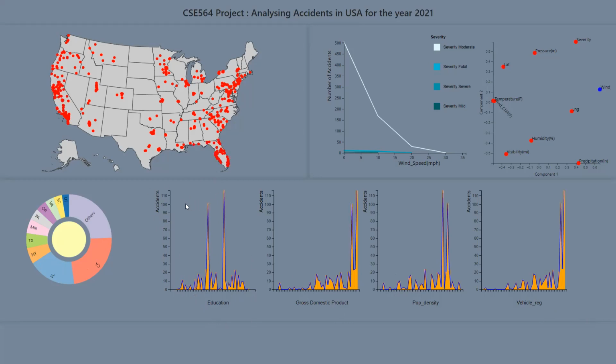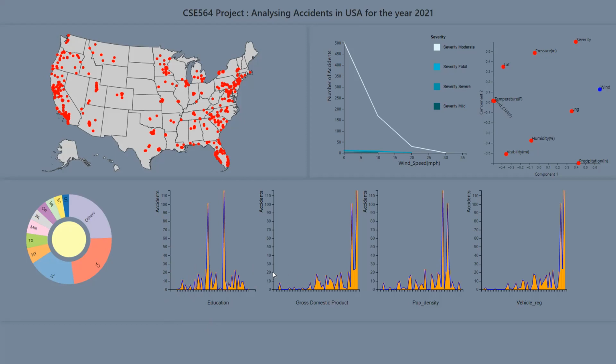If we observe this, we can see that the level of education as such does not really have a direct correlation with the number of accidents. We can see that even high education levels have low accidents, and low education levels have low accidents as well, while high accidents are also present in both sections.